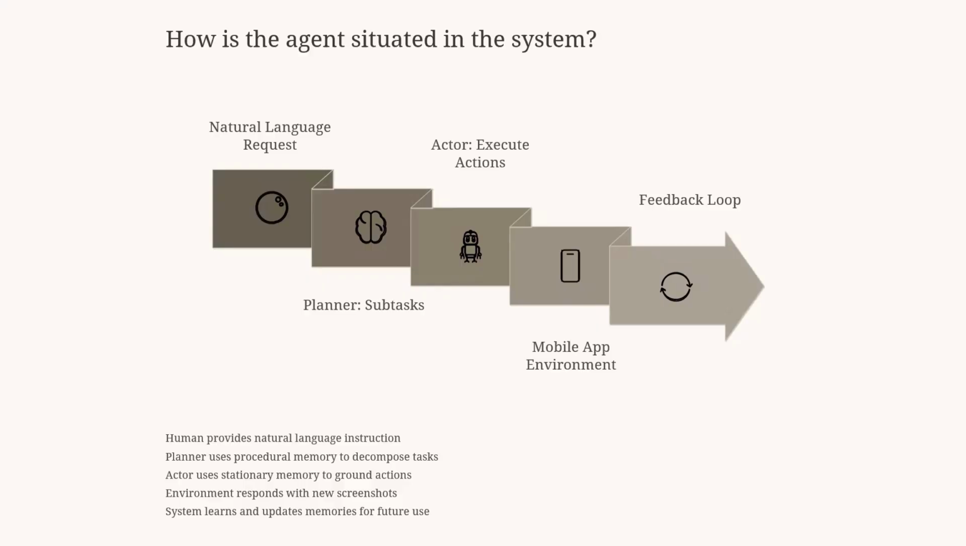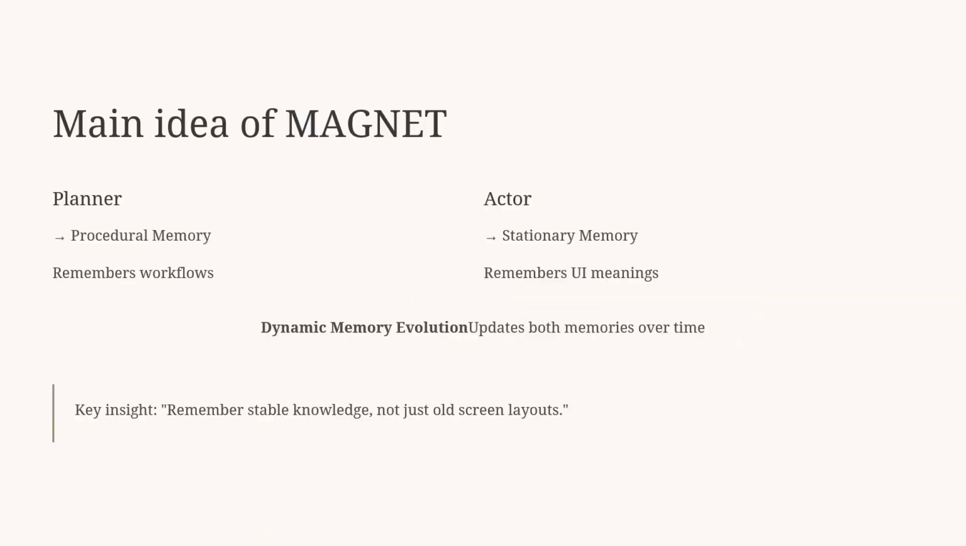In Magnet, the planner uses procedural memory and the actor uses stationary memory. So the main idea of Magnet is that this framework has two memories. The first is procedural memory, which remembers the workflows, the steps of a task, and the second is stationary memory, which remembers the meaning of the UI elements like the buttons and icons. Then Magnet keeps updating both memories over time.